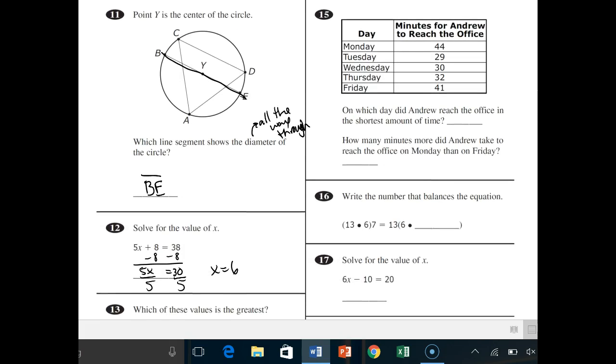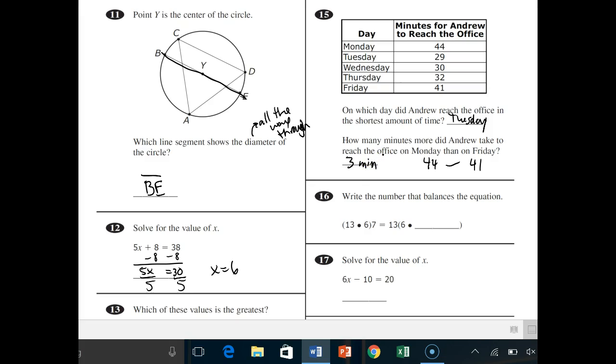Number 15. On which day did Andrew reach the office in the shortest amount of time? That's easy. Just go through here, pick out the smallest number. Okay, that's Tuesday. And then how many more minutes did Andrew take to reach the office on Monday than he did Friday? So you want Monday, which is 44, and subtract Friday, which is 41. So it's 3 more minutes.